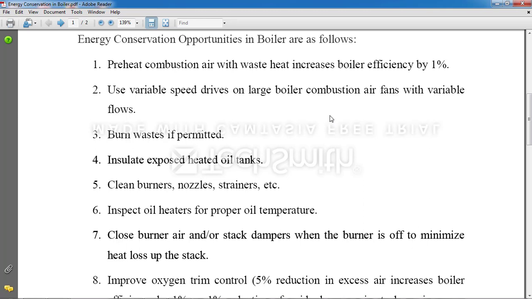Next point, use variable speed drives on large boiler combustion air fans with variable flows. We have already discussed many times what VSD stands for. VSD has a function in all the instruments. Whenever we require a flow of air, we use VSD, and a variable speed drive is definitely going to help in maintaining the system and conserving the energy.